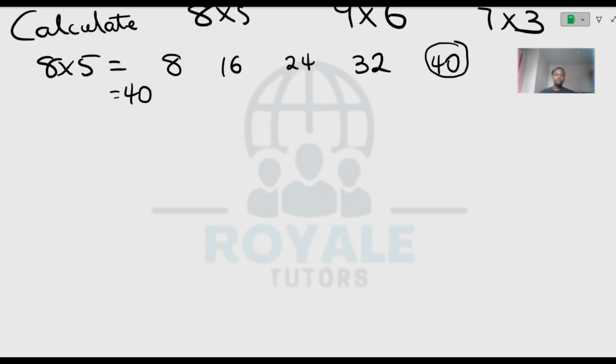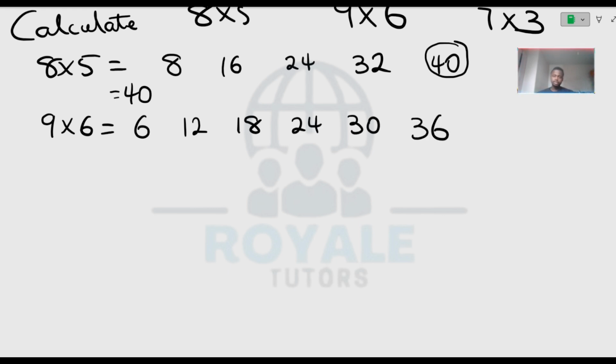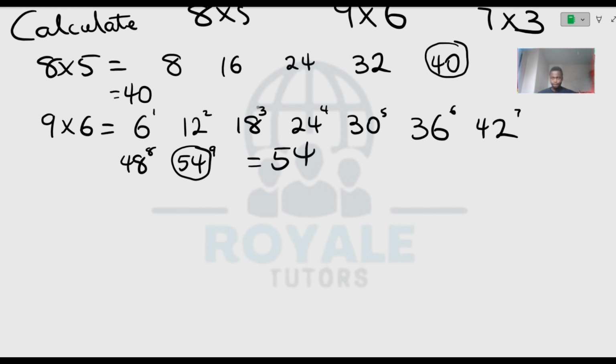If you want to do the second one as well, you have 9 times 6. So for this, I would prefer to count 6 9 times. Count in 6 9 times. So you have 6, 12, 18, 24, 30, 36, 42, 48, 54. So this is 1, 2, 3, 4, 5, 6, 7, 8, and this is the ninth one. So the answer to 9 times 6 is 54.